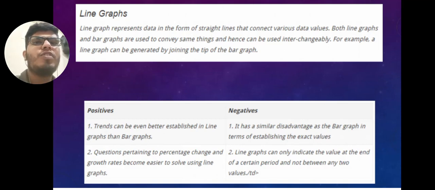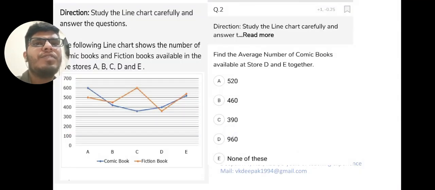Hello all. From today onwards, we will go for the line graphs and all. Since there are some theoretical aspects in the NET, you can go for this particular theory as well. Okay, so directly I will go for the problem. This particular chart is given.